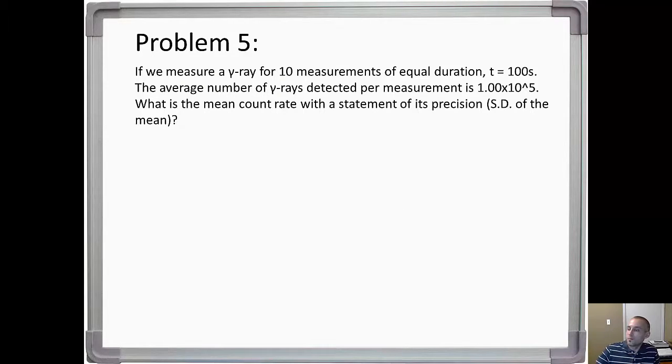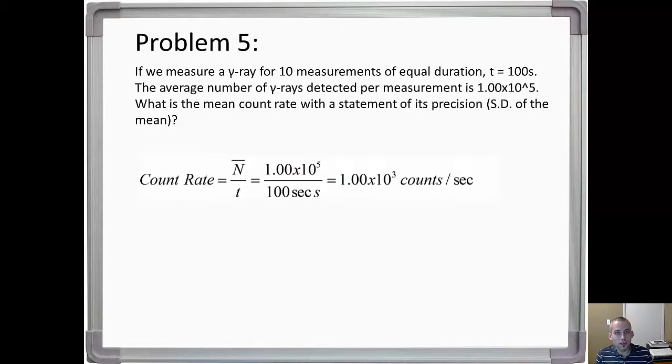Okay, so let's do some calculations. If we measure a gamma ray for 10 measurements of equal duration, 100 seconds, the average number of gamma rays detected per measurement is 1 times 10 to the 5, this value. What is the mean count rate with the statement of its precision? So we're finding the standard deviation of the mean. So first thing, mean count rate. Mean count rate is equal to the mean divided by the time. This is the mean count rate.